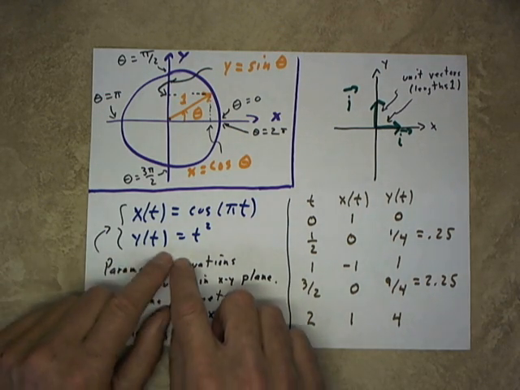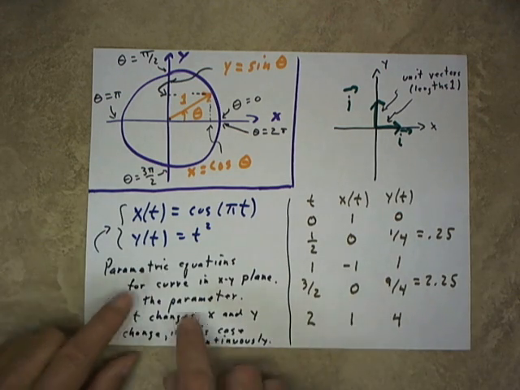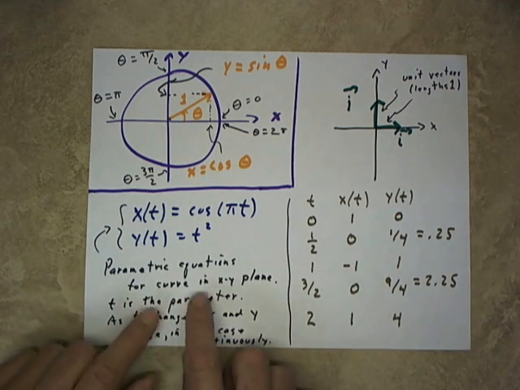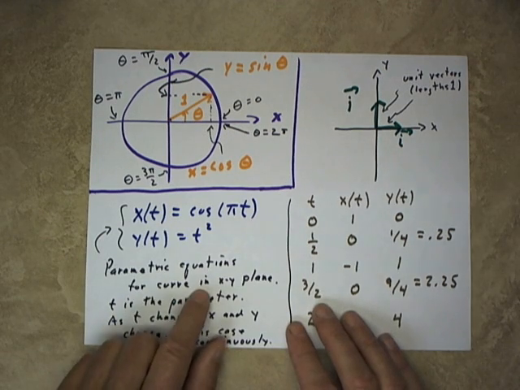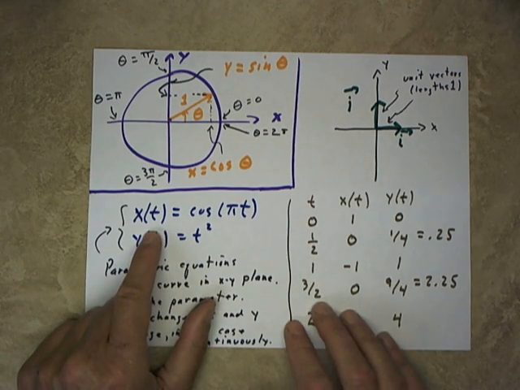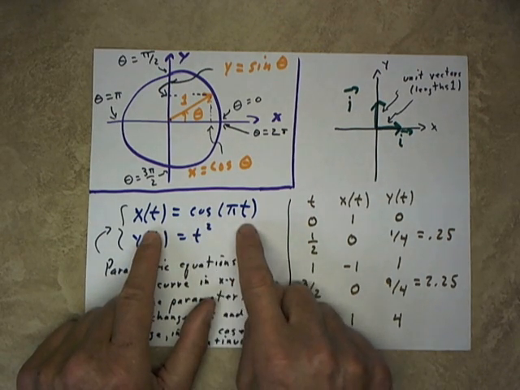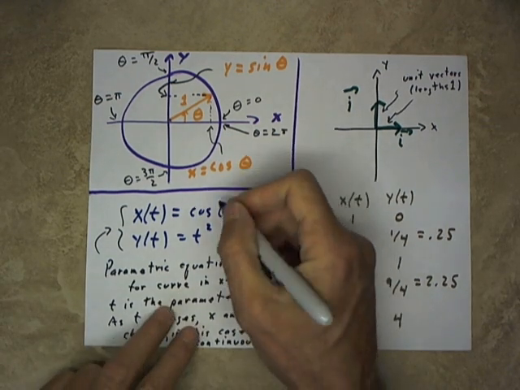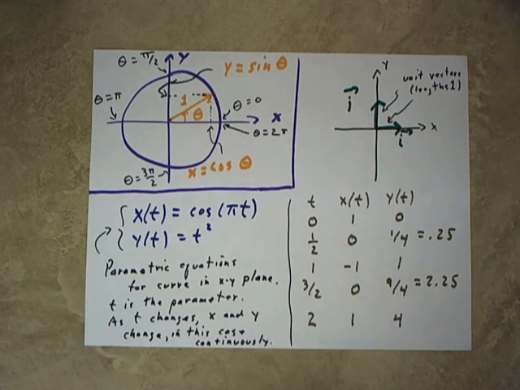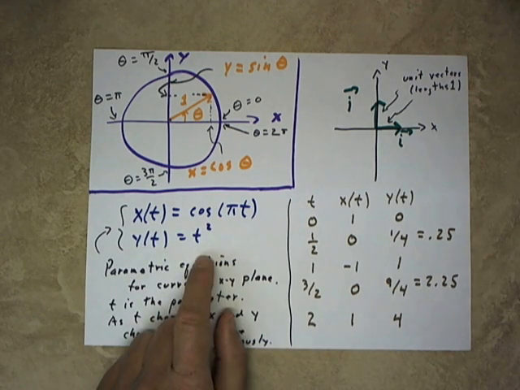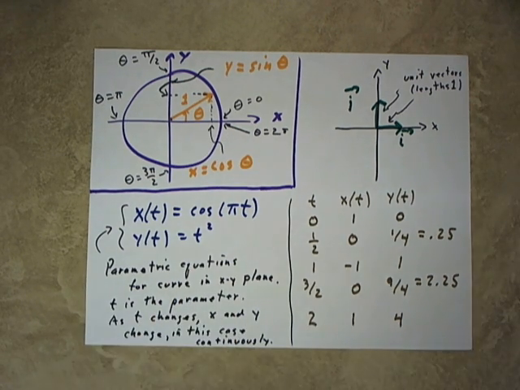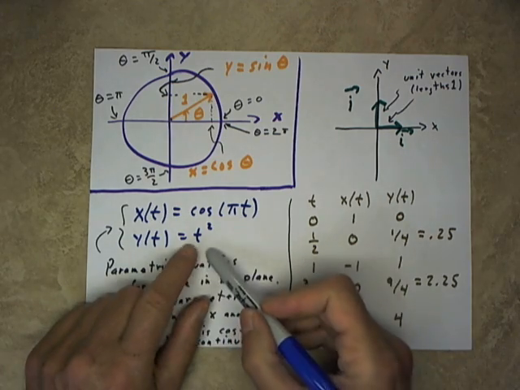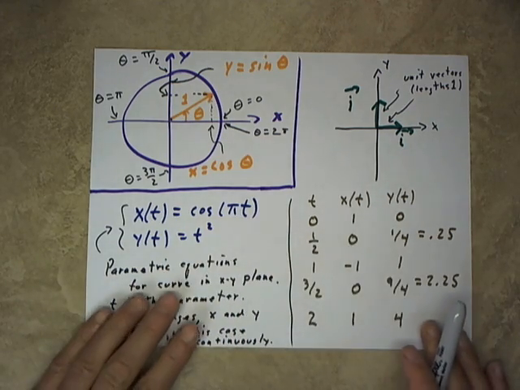Now, we're going to illustrate the idea of parametric equations for a curve in the xy plane. We're going to just let x of t be the function cosine of pi t. Now, this is a function you should be familiar with. And y of t equal t squared, another type of function that you're certainly familiar with, probably more so than the trigonometric functions.